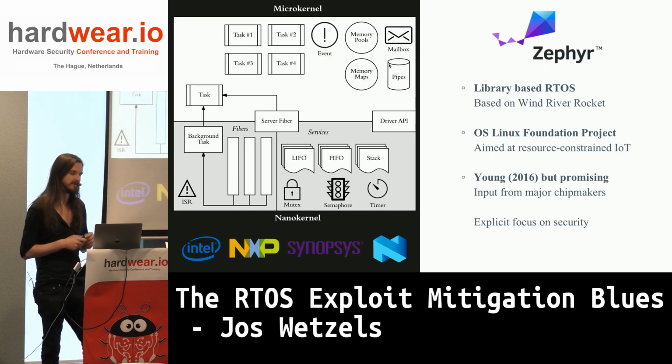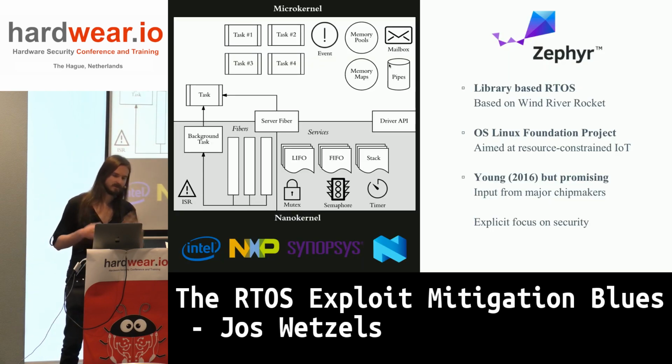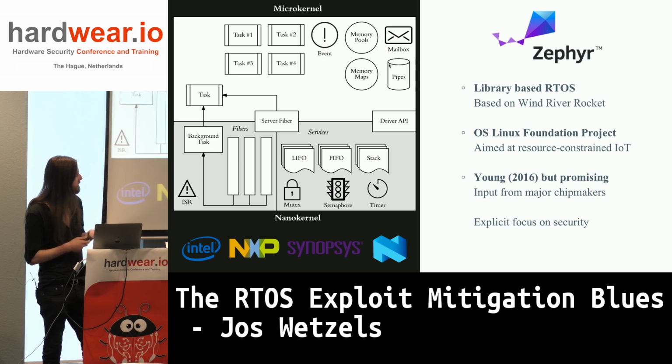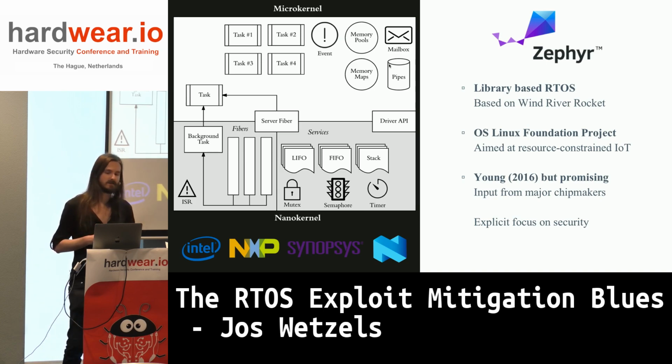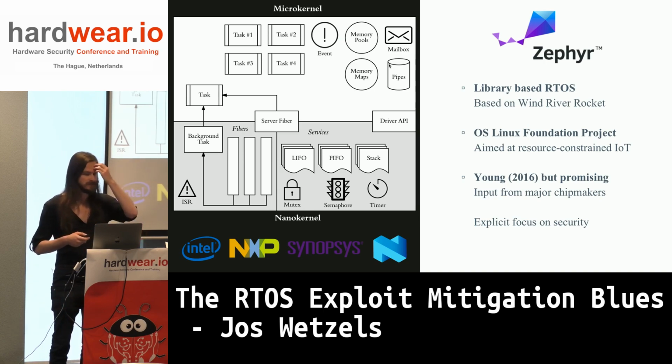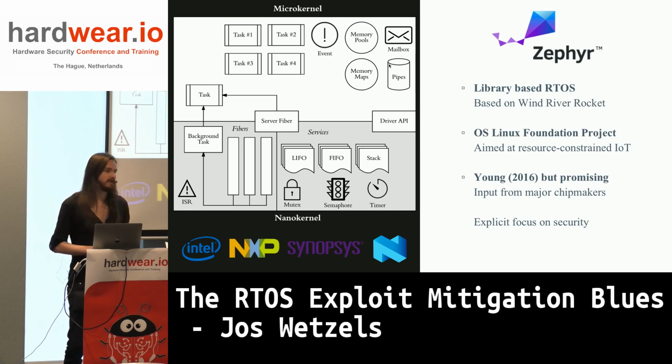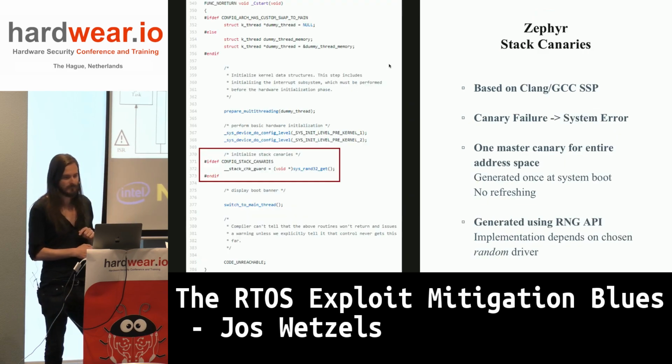The first operating system I'd like to discuss is Zephyr, which is a library-based RTOS based on Wind River Rocket, and it's an open-source project by the Linux Foundation aimed at resource-constrained IoT devices, anything from gateways to nodes and anything in between. And it's very young. It was started in 2016, but it's promising because it has input from major chip makers. As you can see, Intel, NXP, Synopsys, Nordic, as well as having an explicit focus on security.